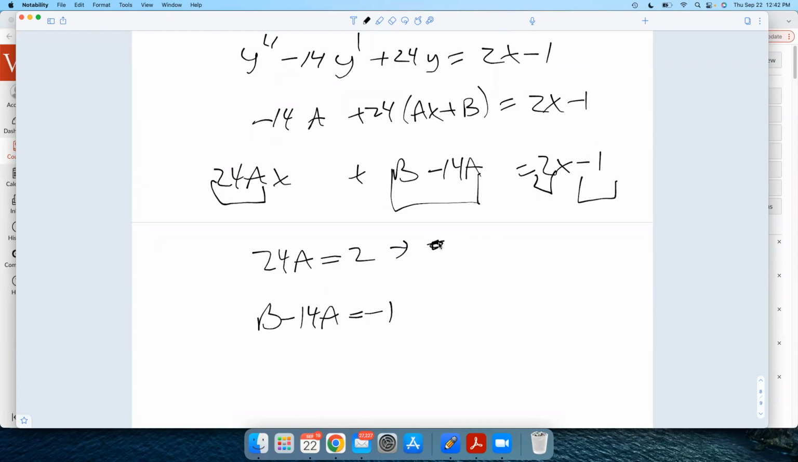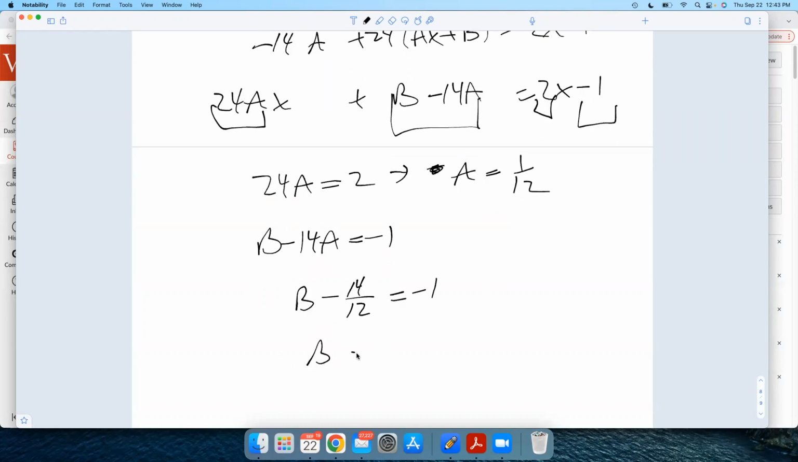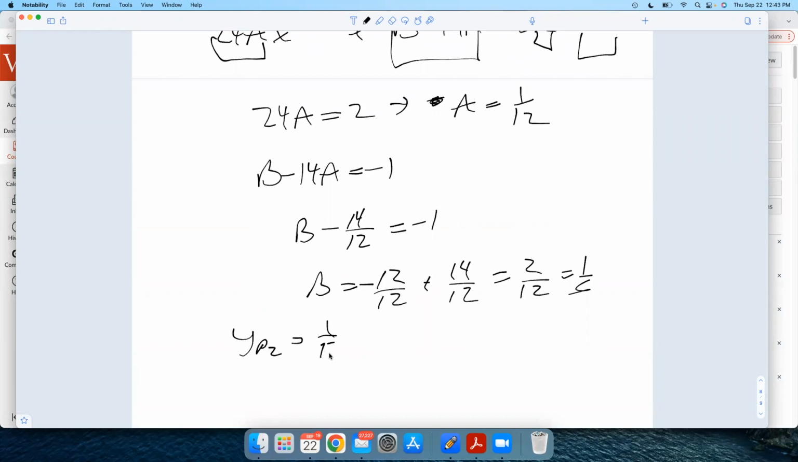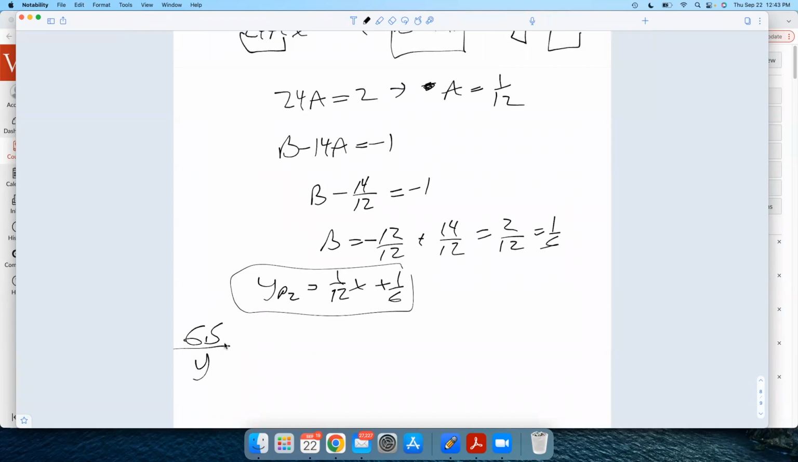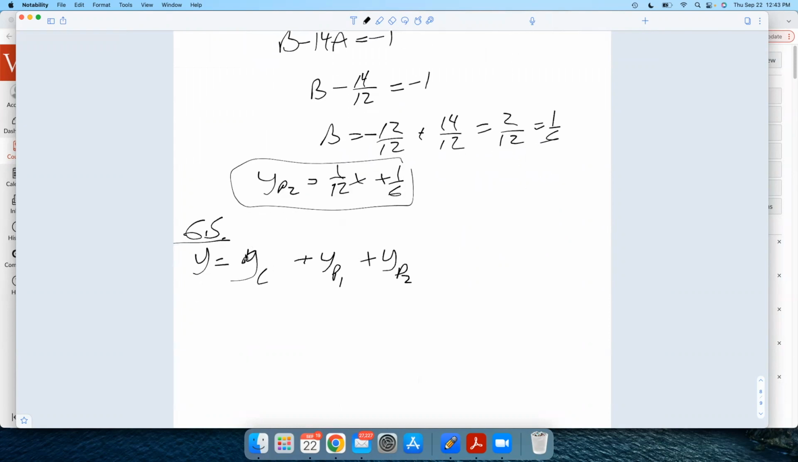So we're going to get A equals 1/12. So then B minus 14 over 12 equals -1. B is going to be -12/12 plus 14/12. I think that's 2/12 or 1/6. So YP2 will be 1/12 x plus 1/6. Now we can put that all together. My general solution will be the complementary function plus those two particular solutions. The particular solutions don't pick up any constants of integration. All the C's are buried in here.